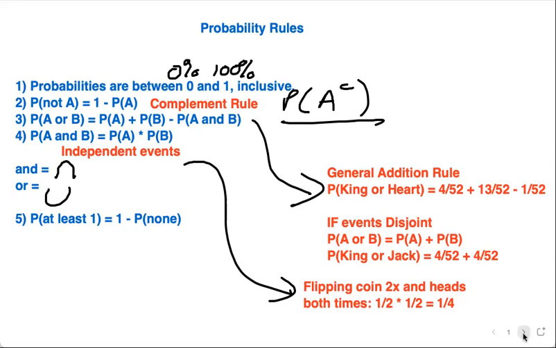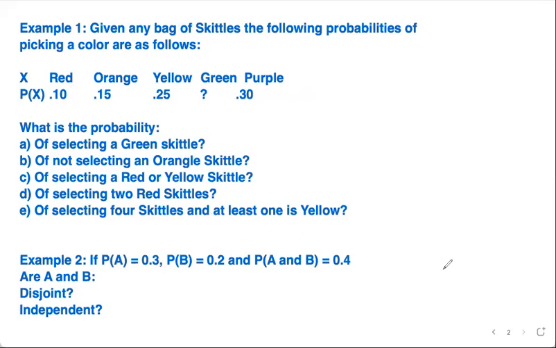So let's do some examples here. Given any bag of Skittles, the following probabilities of picking a color are as follows: red, orange, yellow, green, purple. I made these up. What is the probability of selecting a green Skittle?